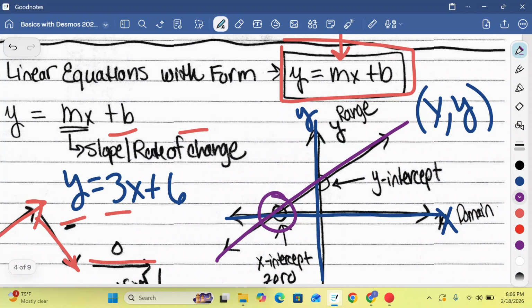Once again, you're going to get a line. And where the line crosses the x-axis, it's called your x-intercept. It's also called your 0. So that is my x-intercept or my 0. And then, of course, in the red, that is called my y-intercept. So those are the features that I'm going to be looking at.